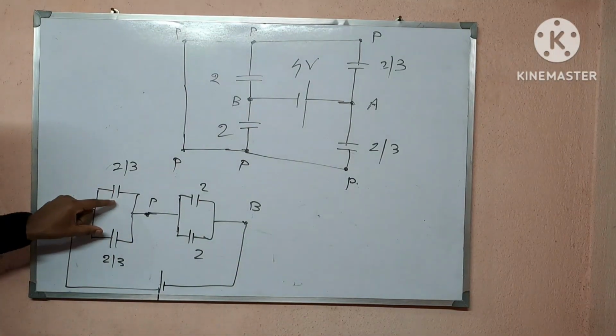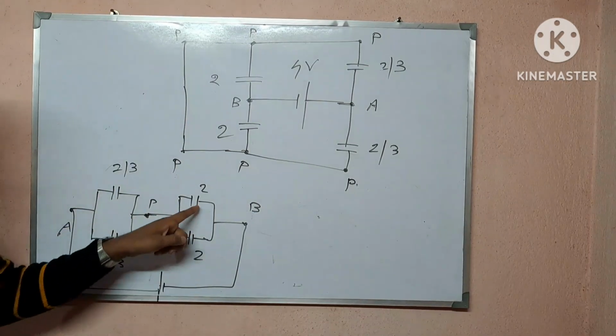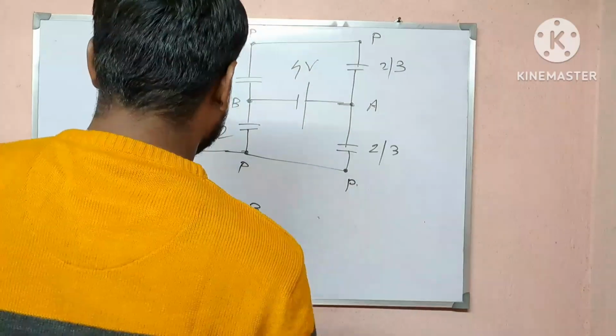These 2 are connected in parallel, so the answer will be 4 by 3. And these 2 are connected in parallel, so the answer will be 4.